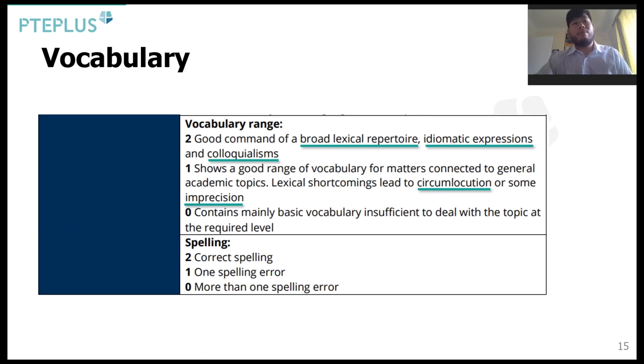Now let's have a look at the vocabulary requirements. As you can see here, there are a total of 2 marks allocated for vocabulary. You get the full 2 marks if you have a good command of broad lexical repertoire, idiomatic expressions, and colloquialisms. You get 1 if you just show a good range of vocabulary for matters connected to general topics, and lexical shortcomings lead to circumlocution and imprecision. So here we've got 2 words, circumlocution and imprecision, and I'll be breaking down what these words mean further. Circumlocution is talking around a word. So if you don't know a word, you'll talk around it and you won't get to the point straight away. And imprecision relates a bit to what we were saying earlier, so not pairing the right vocabulary with it.